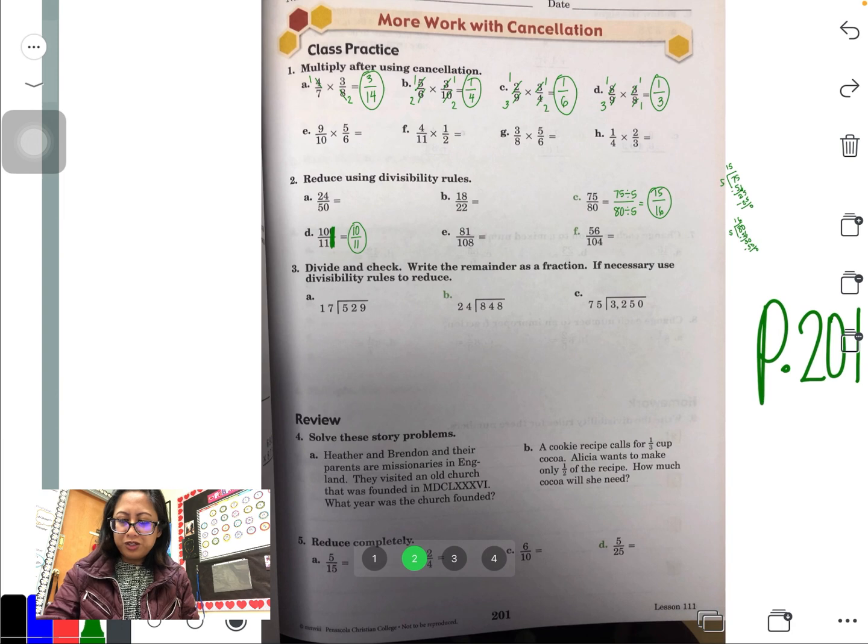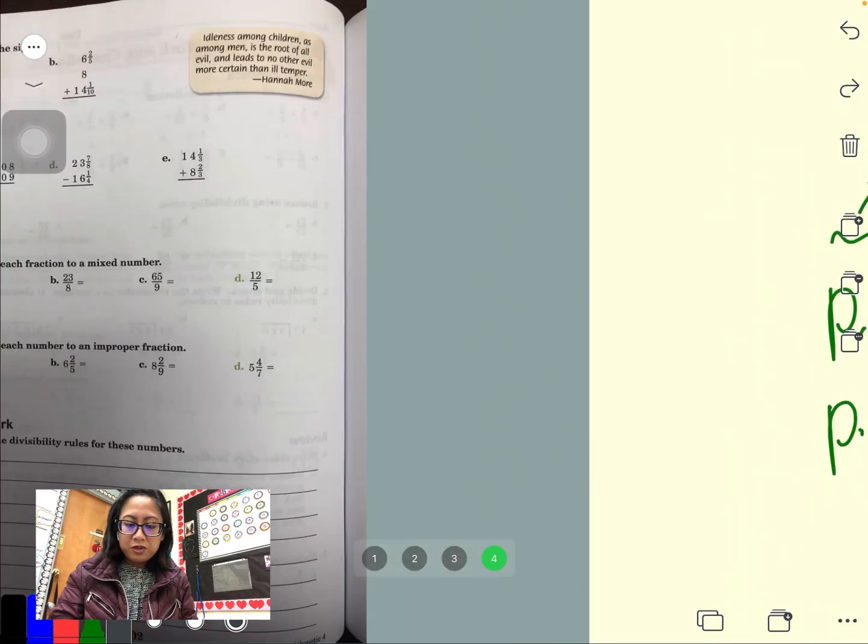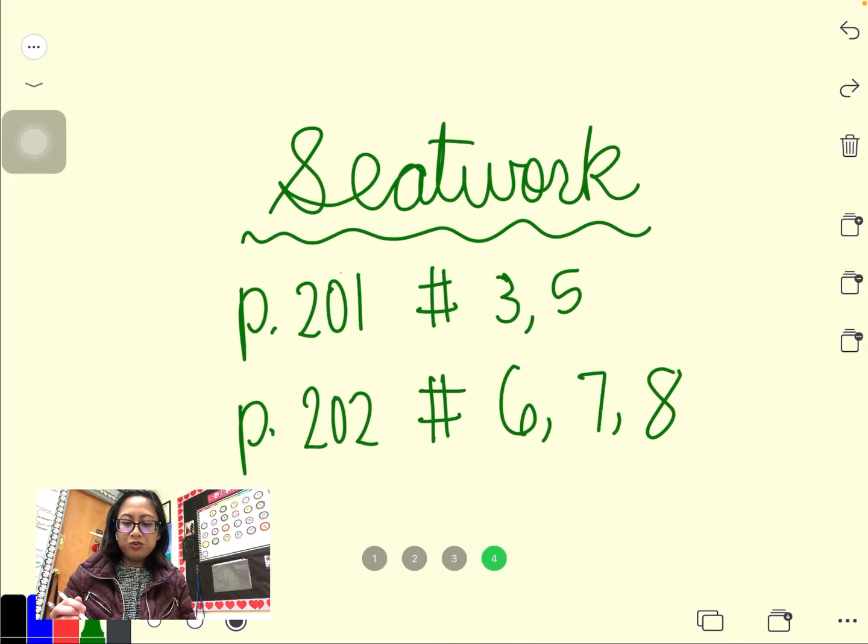Here is your seat work. So this was a lot of review, and I hope it wasn't too overwhelming, but like I said, I can help you at our Zoom meeting. Just make sure you try to do 3 through 5 on page 201 and on page 202, 6, 7, and 8. You don't have to worry about number 9 because it just lists the divisibility rules, but this is what you have to finish for today.